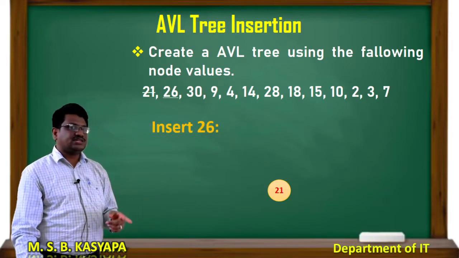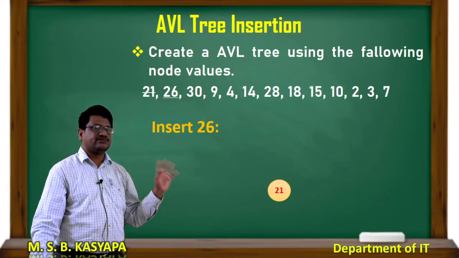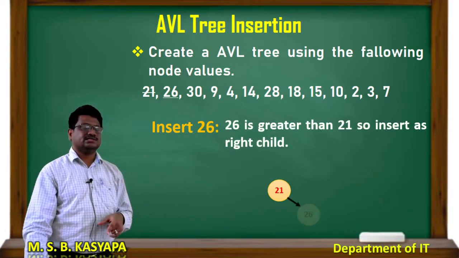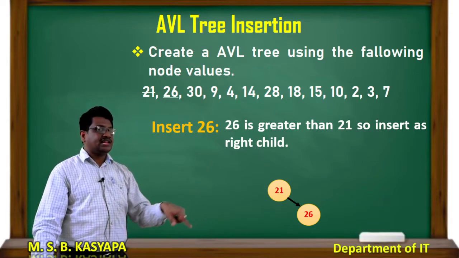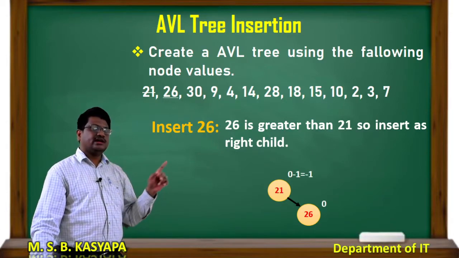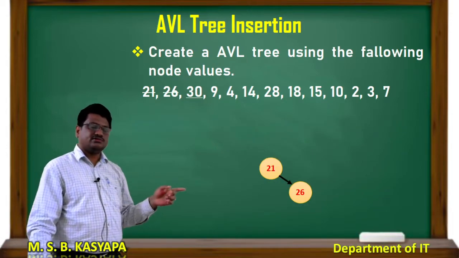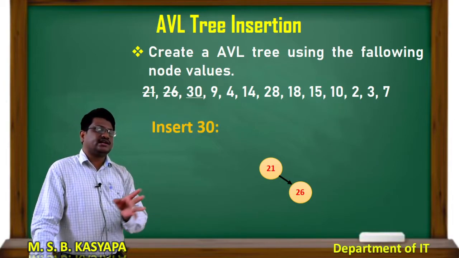Now I want to insert 26. I already have values in the binary search tree, so I have to check where to insert. 26 is greater than 21, so I insert on the right side. Now for the balance factor: 26 doesn't have any left child or right child, so 0, and 21 has one right child, so 0 minus 1 is minus 1. Okay, now it is also an AVL tree. Now I am moving to 30, which is greater than 26.